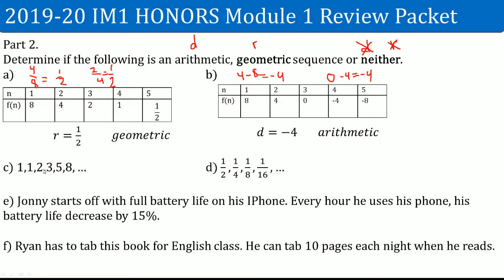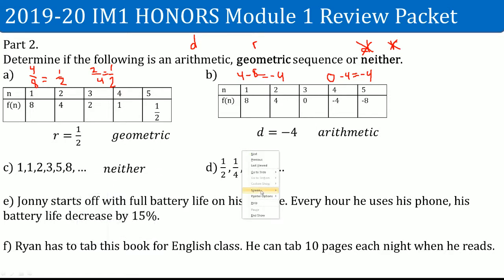Next, 1, 1, 2, 3, 5, 8. This is neither. This is actually a famous sequence. It's called the Fibonacci sequence. I think the next term is a summation of the previous two terms. Okay, but it's neither arithmetic nor geometric.